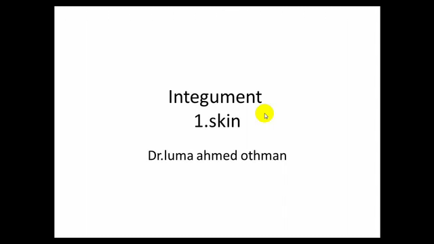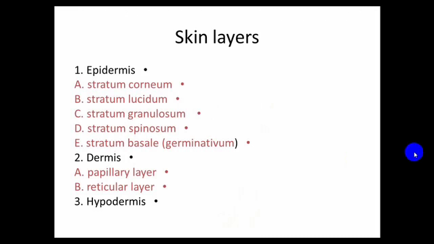And when we say the integument, we mean it's composed of the skin and its appendages like sweat glands, sebaceous glands, hair and nails. So, when we come to the skin, we can divide the skin histologically into three main layers or three main zones: the epidermis, dermis, and hypodermis.